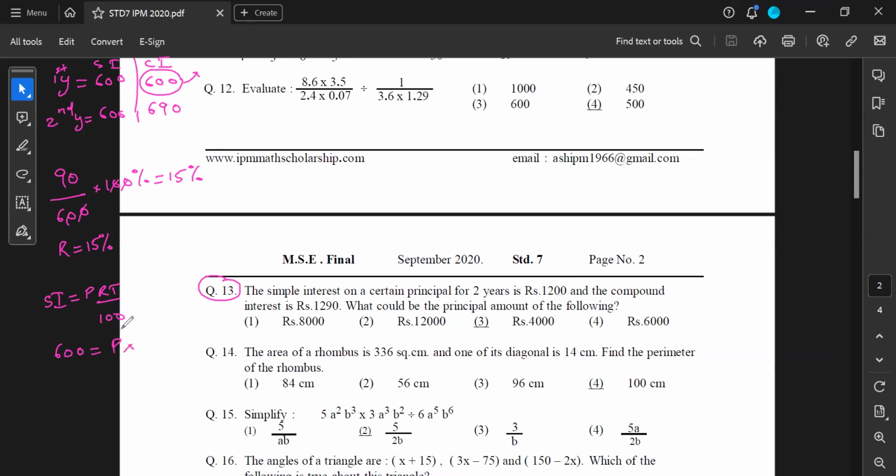Principal we are going to find now. Rate of interest we know it is 15, multiplied by time we have calculated for 1 year, upon 100. So when I solve this, 15 ones are 15, 40s are 40 multiplied by 100 is 4,000. Your answer should be 4,000.